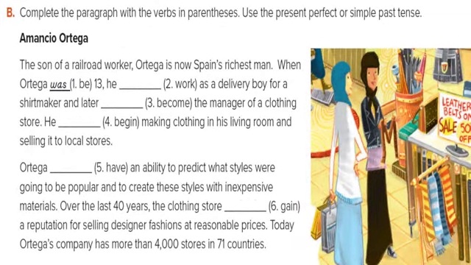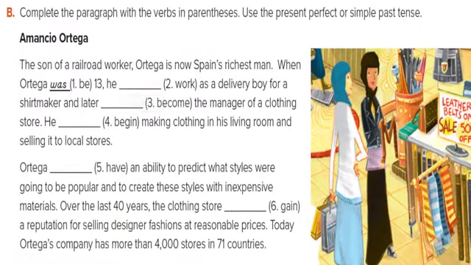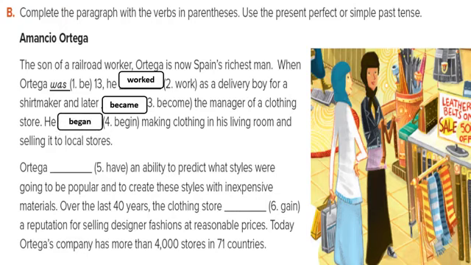Paragraph about Amancio Ortega using the present perfect or simple past tense. Think of the answer and check your answers with me. Worked, became, began, had, has gained.